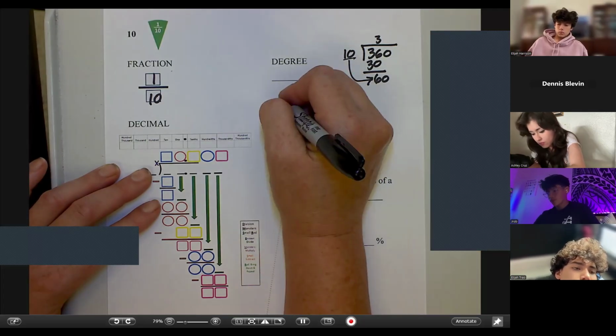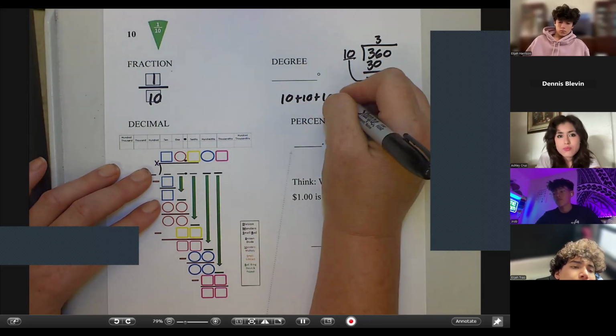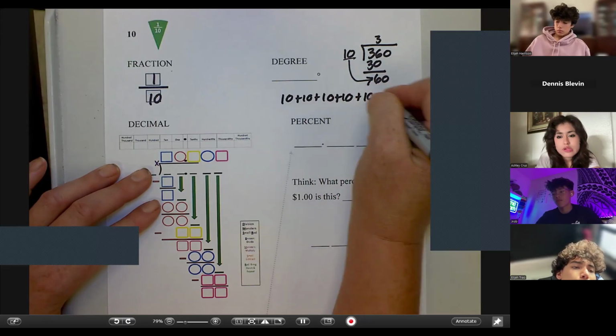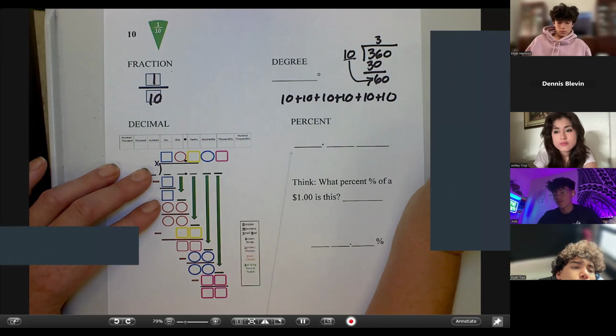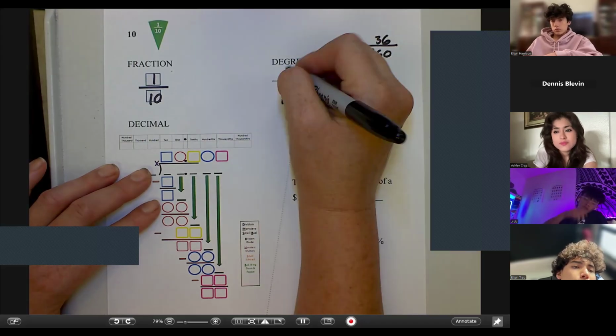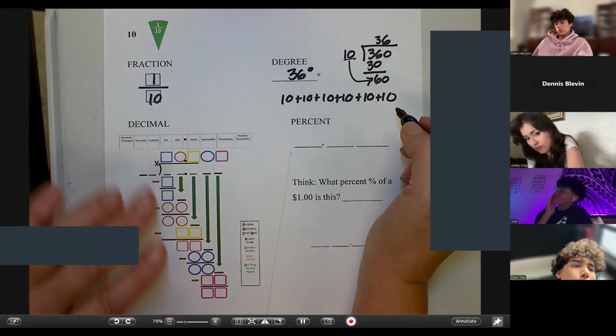Wait, can you repeat that? Yeah, okay. Think of adding. How many 10s do we need to make 60? Oh, 6. 6. There you go. So our degree is 36 degrees for our pizza slices.